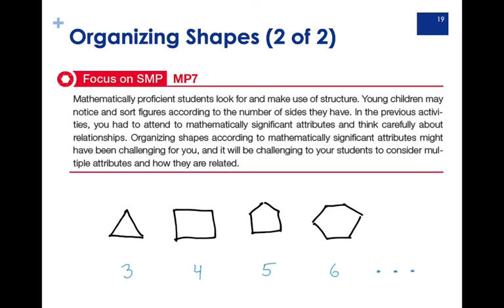The key thing here is that we're organizing shapes according to mathematical significance and attributes. So whether it's definitions and characteristics, or even simplicity, which is the number of sides.